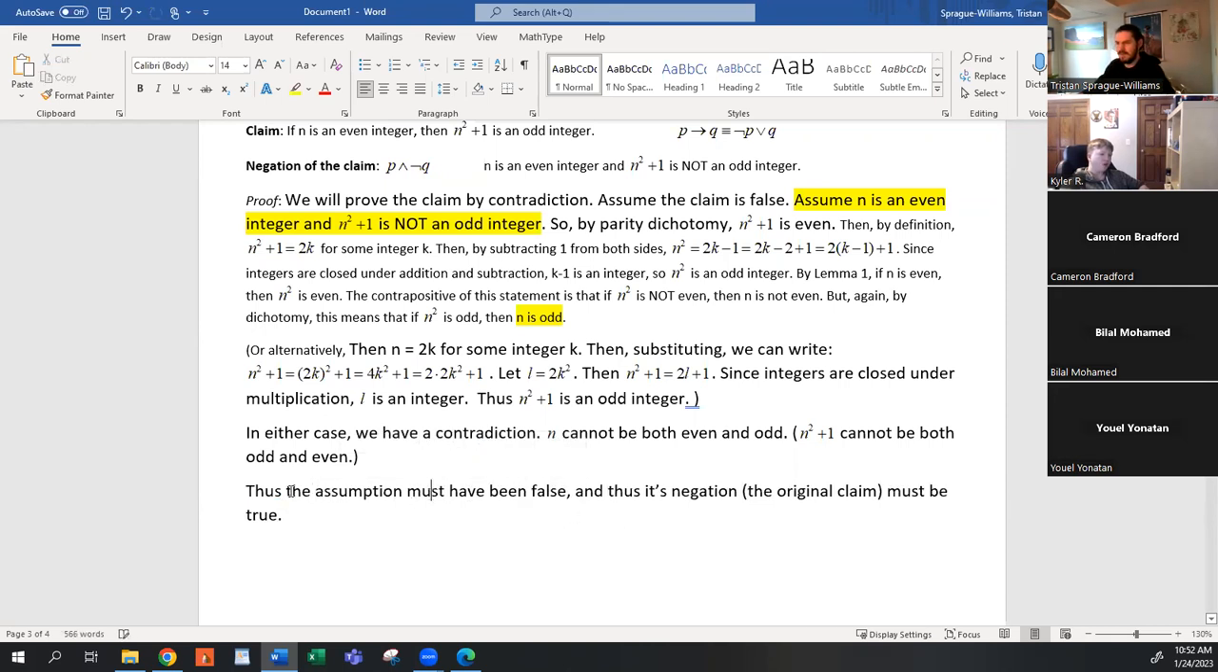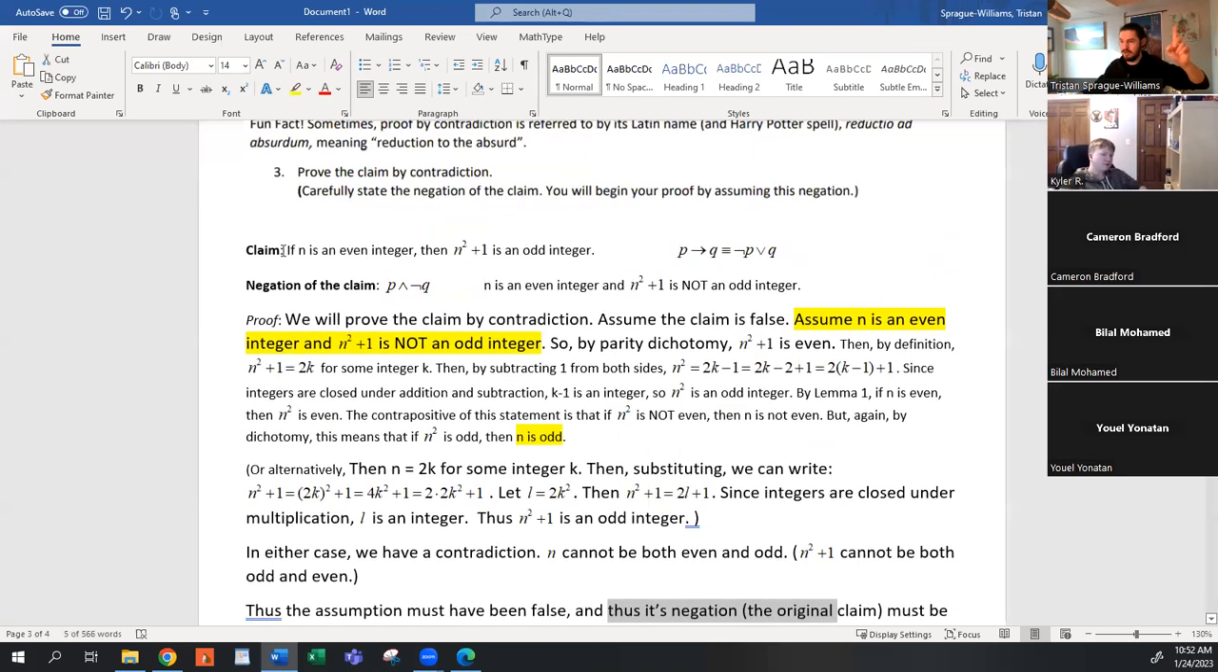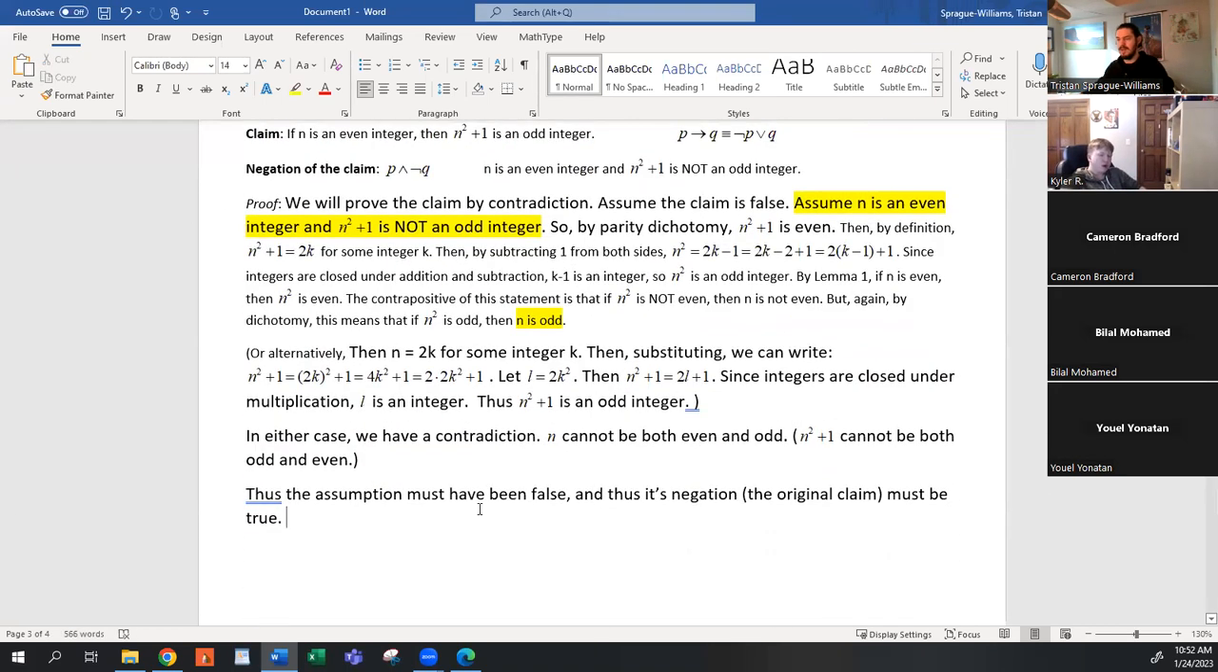The assumption must have been false, and thus its negation, the original claim we're trying to prove here, must be true. And that's the essence of, yeah, if you got to head out, no worries.